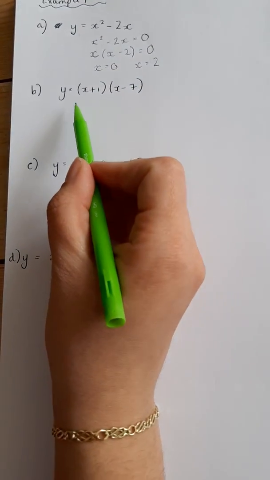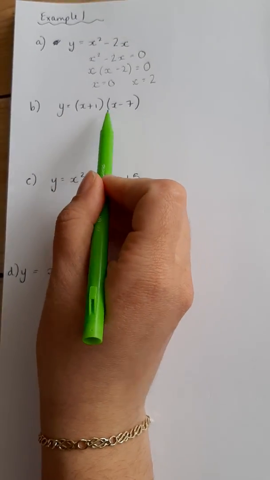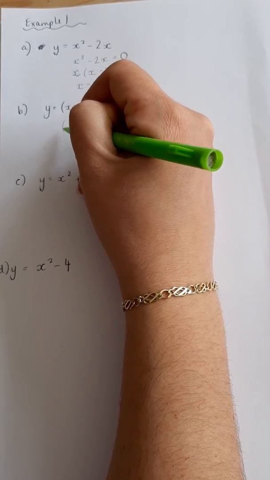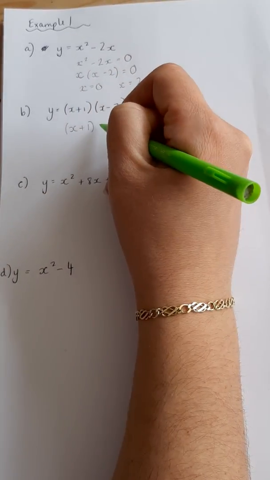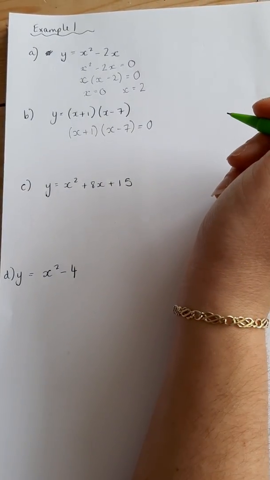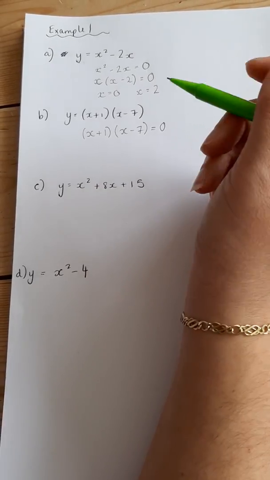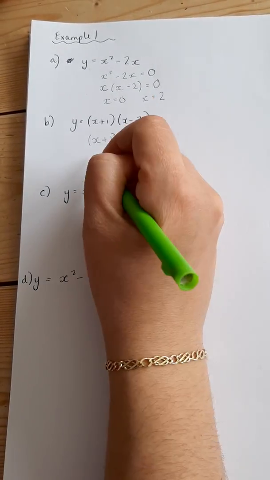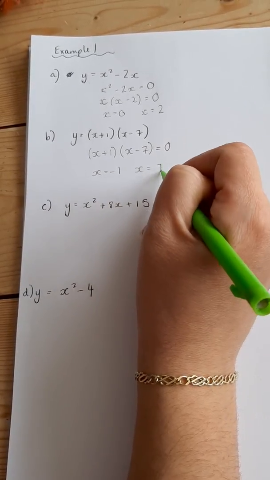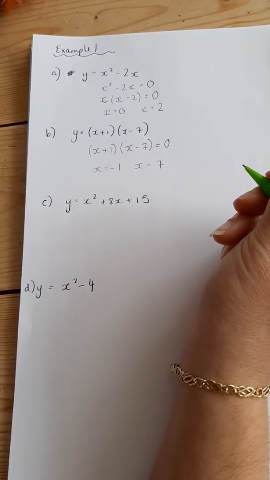Now let's have a look at the next one. So this one here is a quadratic that's already been factorised, so the hard work's been done for you. Again, the first thing we would need to do is put it equal to 0. So x plus 1 multiplied by x minus 7 is equal to 0, because that's how you find the roots of an equation. You put it equal to 0, then you factorise it. Well, it's already factorised, so now we just know that x would have to be minus 1 or x would have to be 7. And they are your two roots of the quadratic.